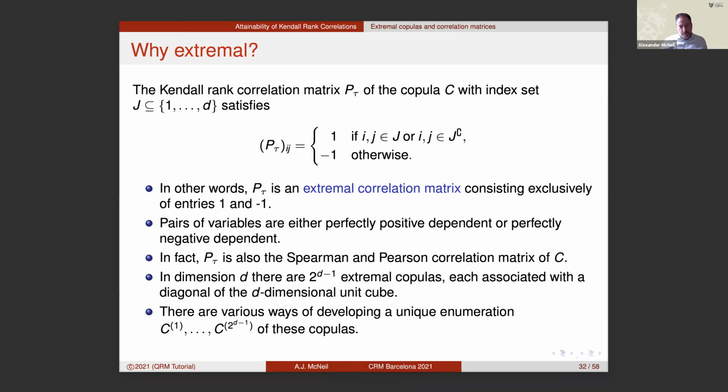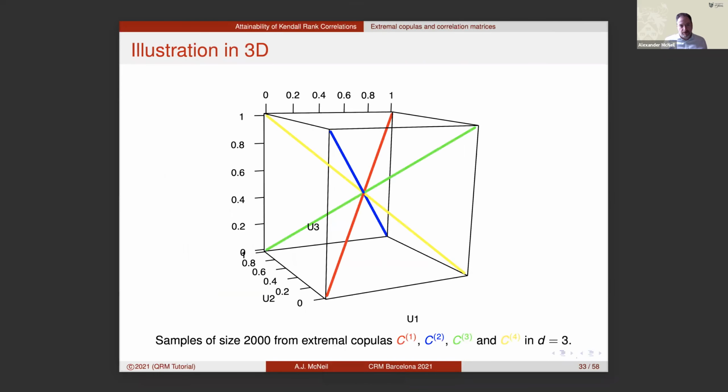We can order them in some way. I won't go into that, but there are various ways of ordering them. I'm just going to show you a picture which makes this a bit clearer. So what about if we go to dimension 3? In dimension 3, 2 to the power 3 minus 1 is equal to 4. So there are 4 such copulas.